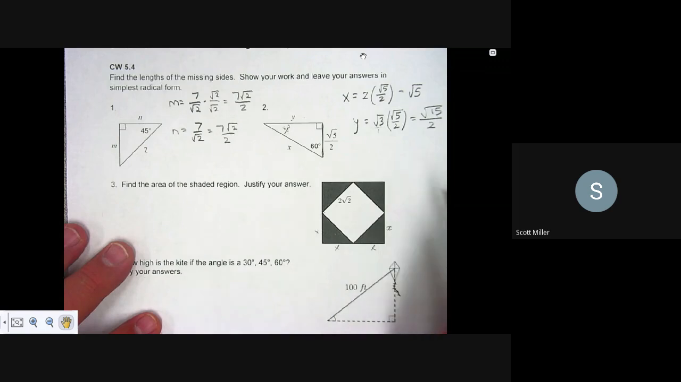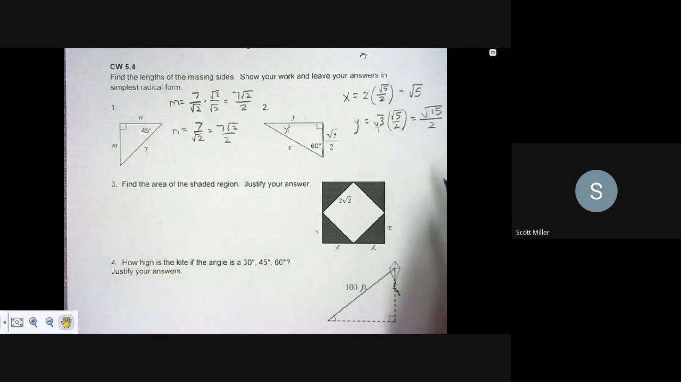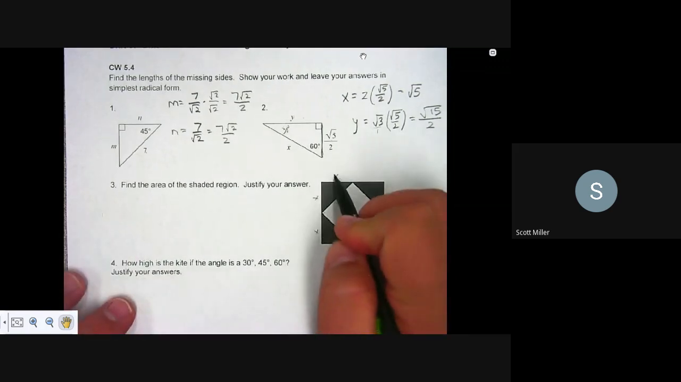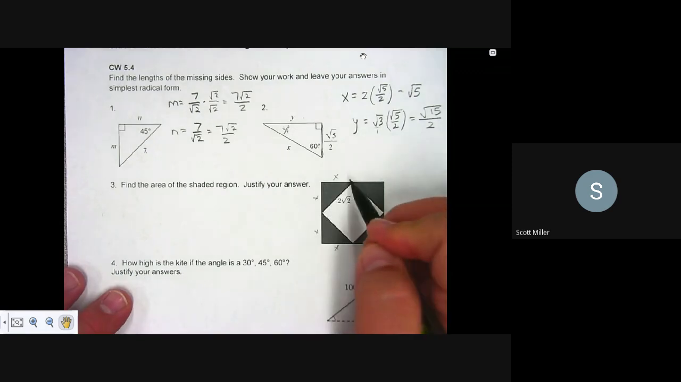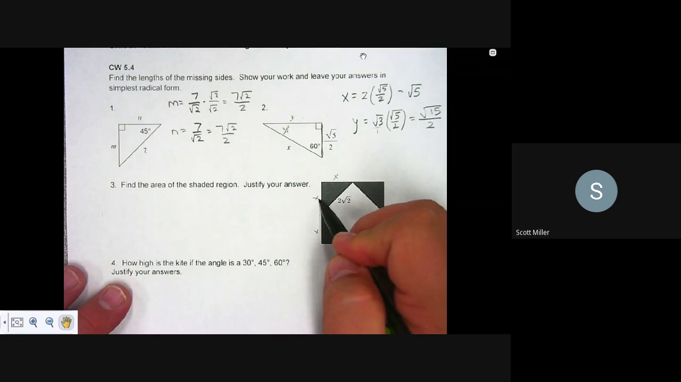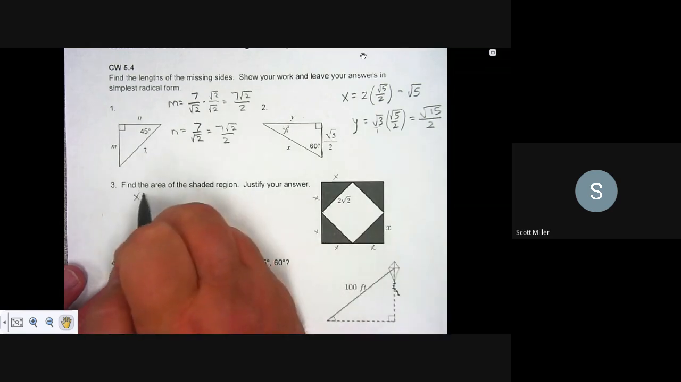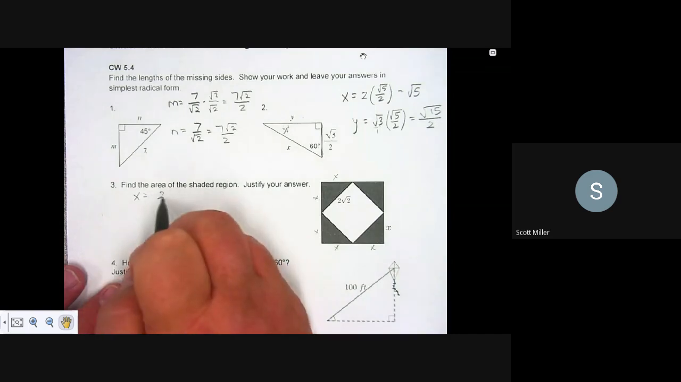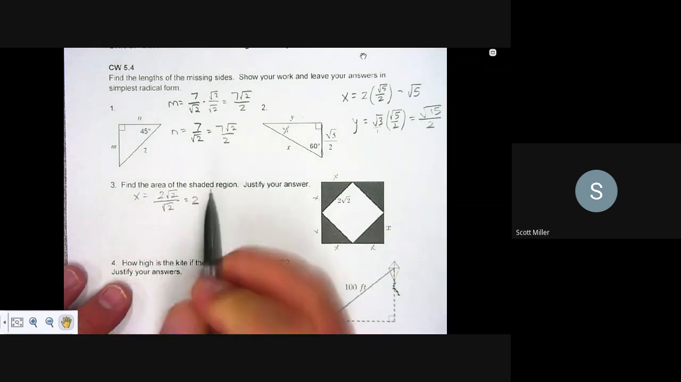But if I want to find out what x is, then I can recognize that I have a 45, 45, 90. And if this is 2 times the square root of 2, then to get back from the hypotenuse back over here, I simply need to divide by the square root of 2. So that tells me that x is 2 times the square root of 2 divided by the square root of 2. So x is just 2.